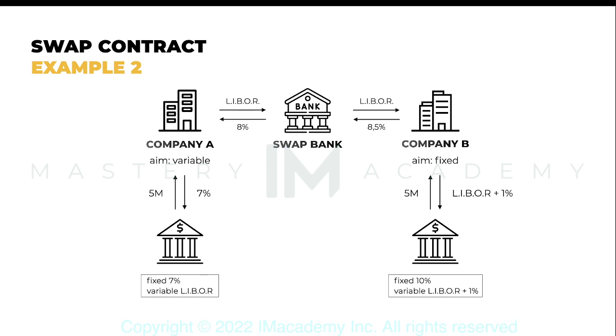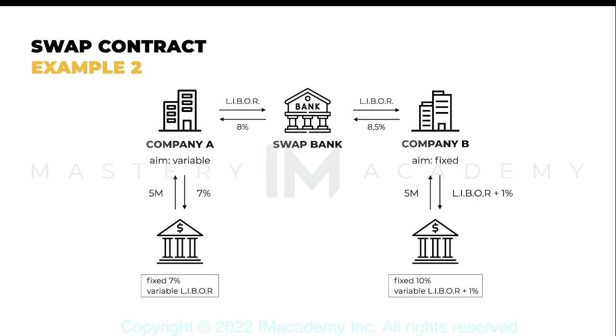Then the swap bank goes to company A and says, we'll do another swap deal with you. You pay us LIBOR and we will give you 8% fixed. In other words, in 6 months, the swap bank will settle the difference with company B, between LIBOR and 8.5% of 5 million. And every 6 months, it will sit down with company A and swap the difference between the LIBOR rate and fixed 8% of $5 million.